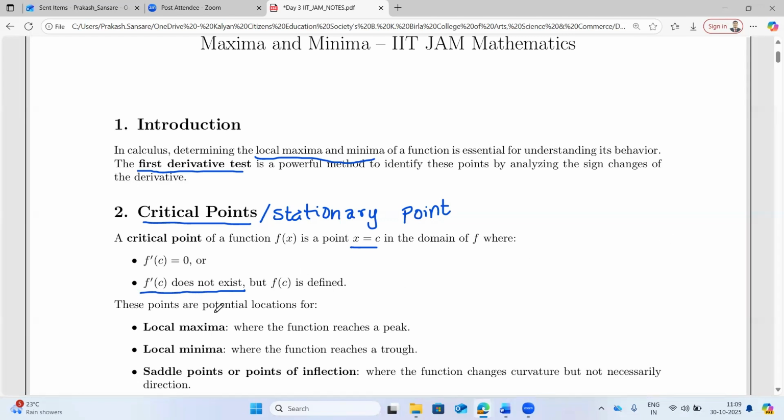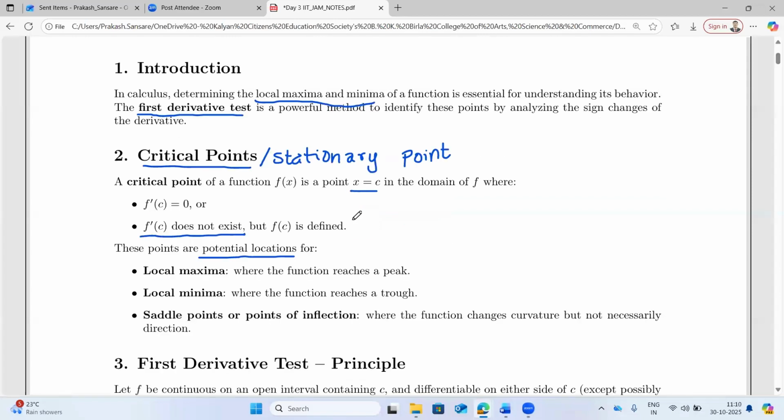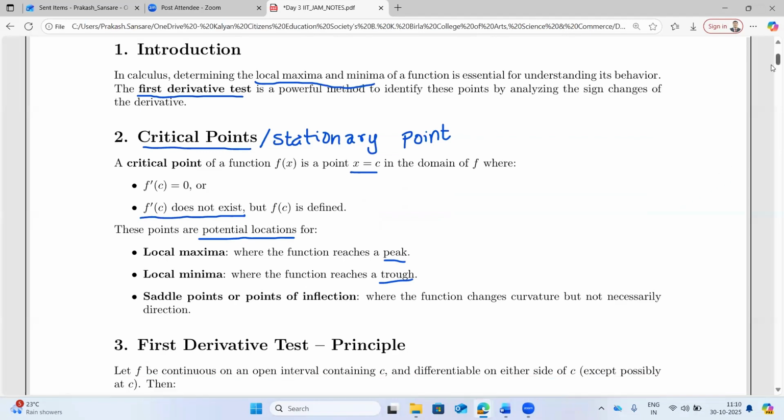These points are basically potential candidates or potential locations for local maxima, local minima, saddle points or points of inflection. Now, what is a local maxima? It is where the function reaches a peak, and local minima is where the function reaches a trough, and a saddle point or point of inflection is where the function changes curvature but not necessarily direction.